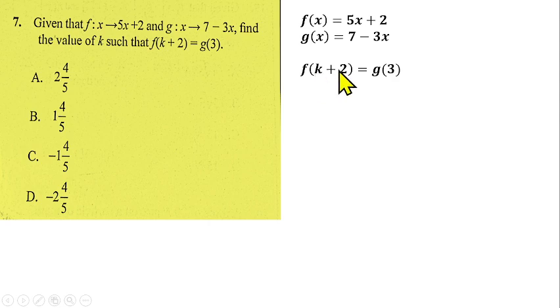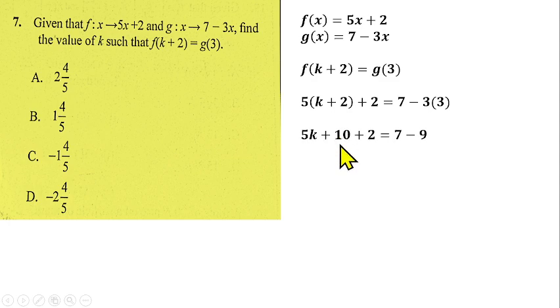If f of k plus 2 equals g of 3, then what can we do? All you need to do is to put this k plus 2 into f of x. So that means you're having 5 into k plus 2 plus 2. Then you put this 3 into g of x, so you're having 7 minus 3 times 3. So this is what you are going to be getting. K plus 2 is substituting for x here, so you have 5 into k plus 2 plus 2, then equals g of 3. Wherever you see x, you put 3 in g of x. So you have this as well.